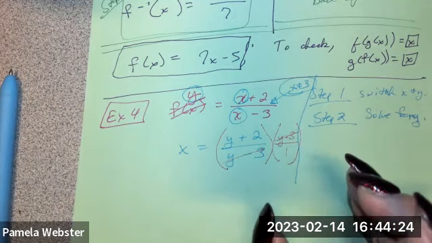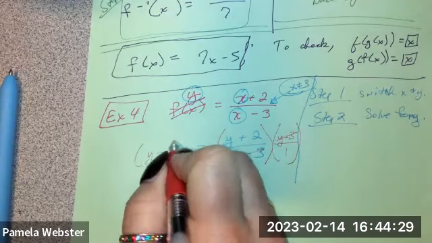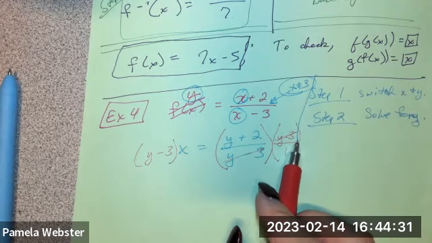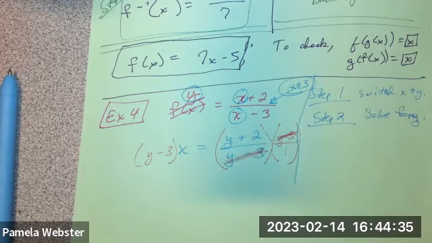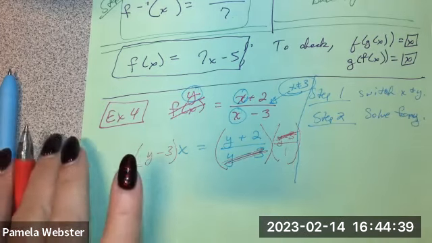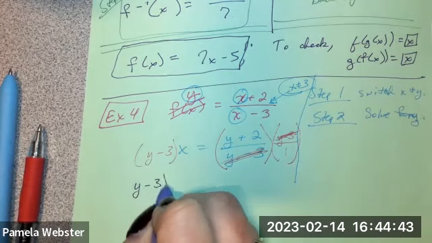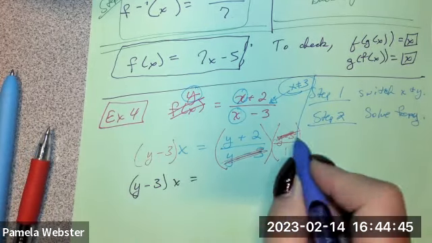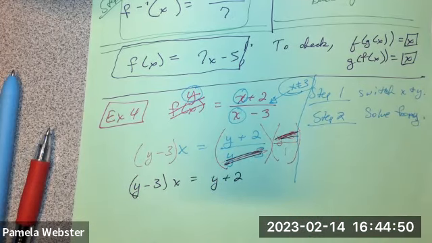But remember, whatever I do to the right-hand side, I have to also do to the left-hand side. So if I multiply over here by y minus 3 to make these disappear, since multiplication and division are opposite operations, then I have to multiply on the left-hand side as well, right? Okay. So (y minus 3) times x is equal to, that guy goes away, y plus 2.